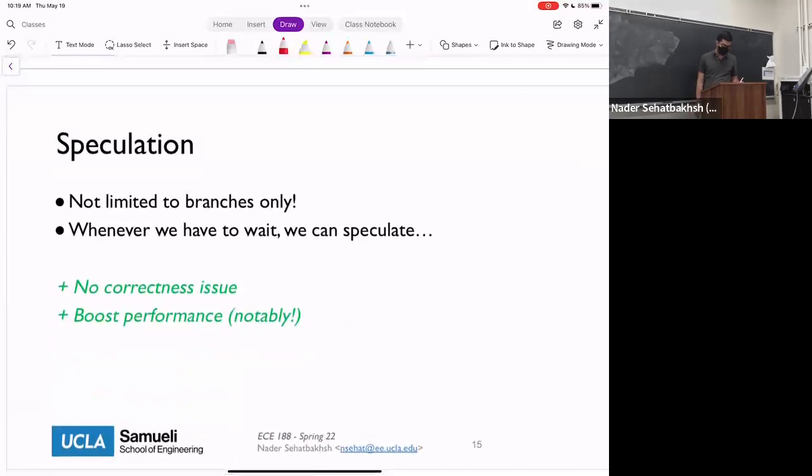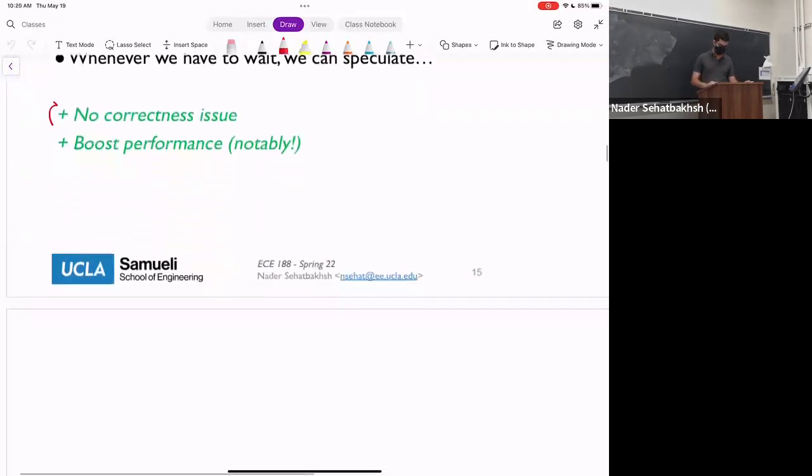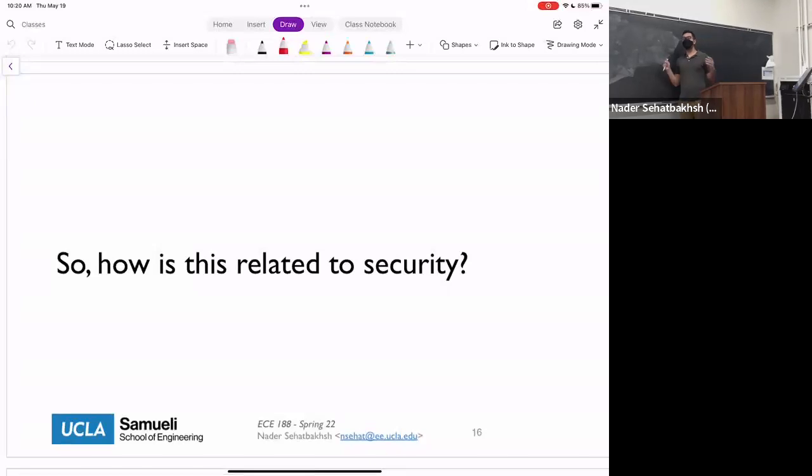As I said, the goodness of speculation is that there is no correctness issue. Because of speculation, your program never behaves incorrectly. On the other hand, you get a significant performance boost, and that's why speculation is standard in every processor you use these days, at the laptop level or cell phone level. Very tiny processors still use in-order, but more advanced processors all use out-of-order. Okay, so now that we know all these tools, let's see how an adversary can exploit this.